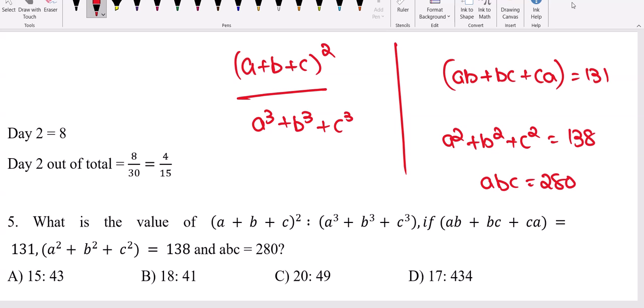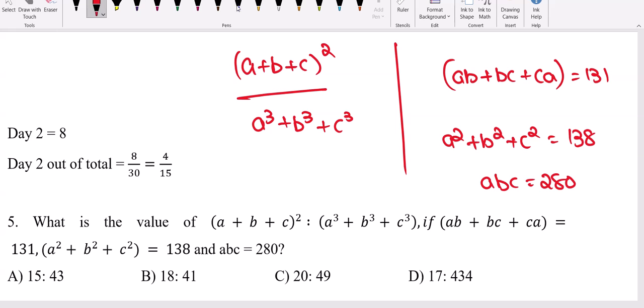What is better is to use a cube, b cube, c cube formula using a square, b square, c square, or using a plus b plus c. The numerator is easy. A plus b plus c whole square is a square plus b square plus c square plus twice (ab plus bc plus ca). That's everything available on the right side. But the problem is with a cube plus b cube plus c cube. How are you going to find that?